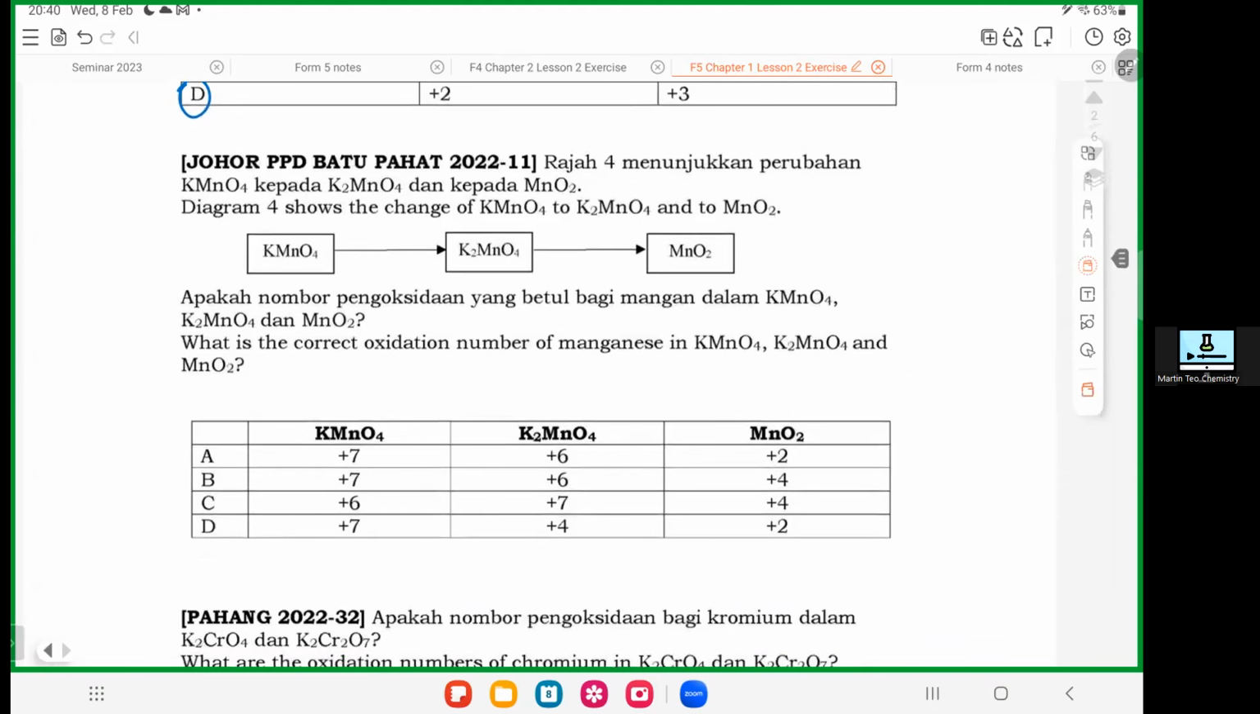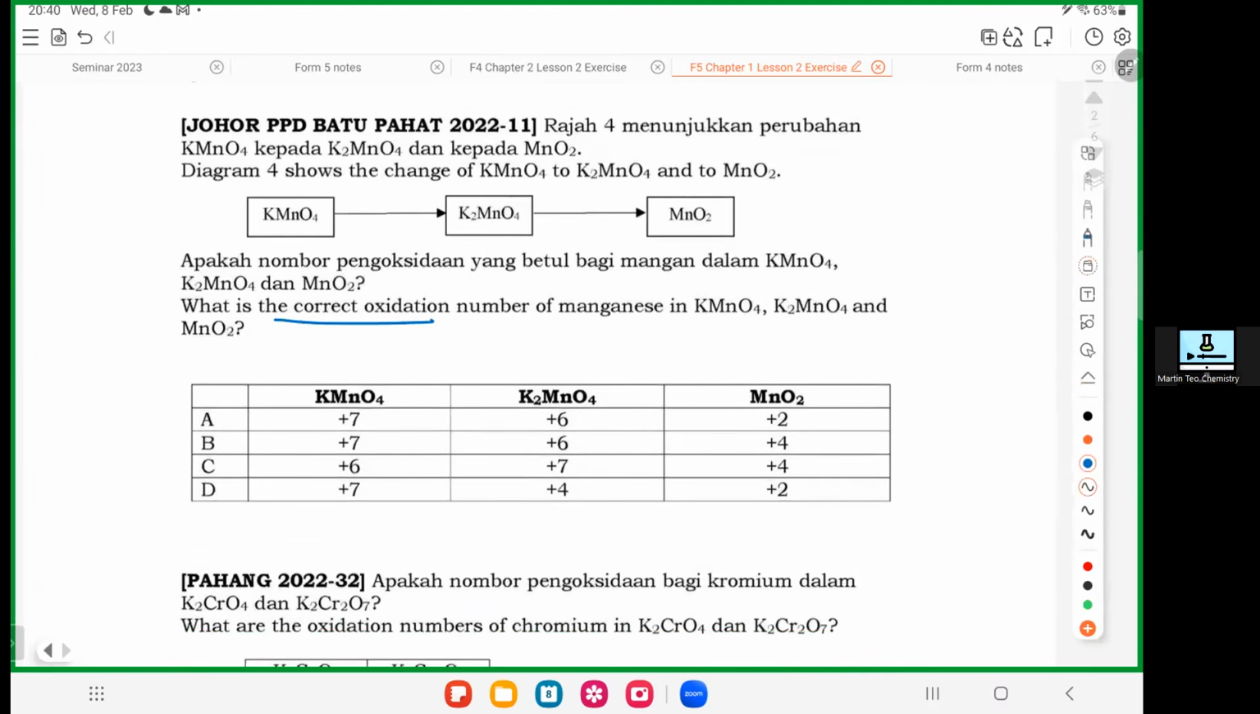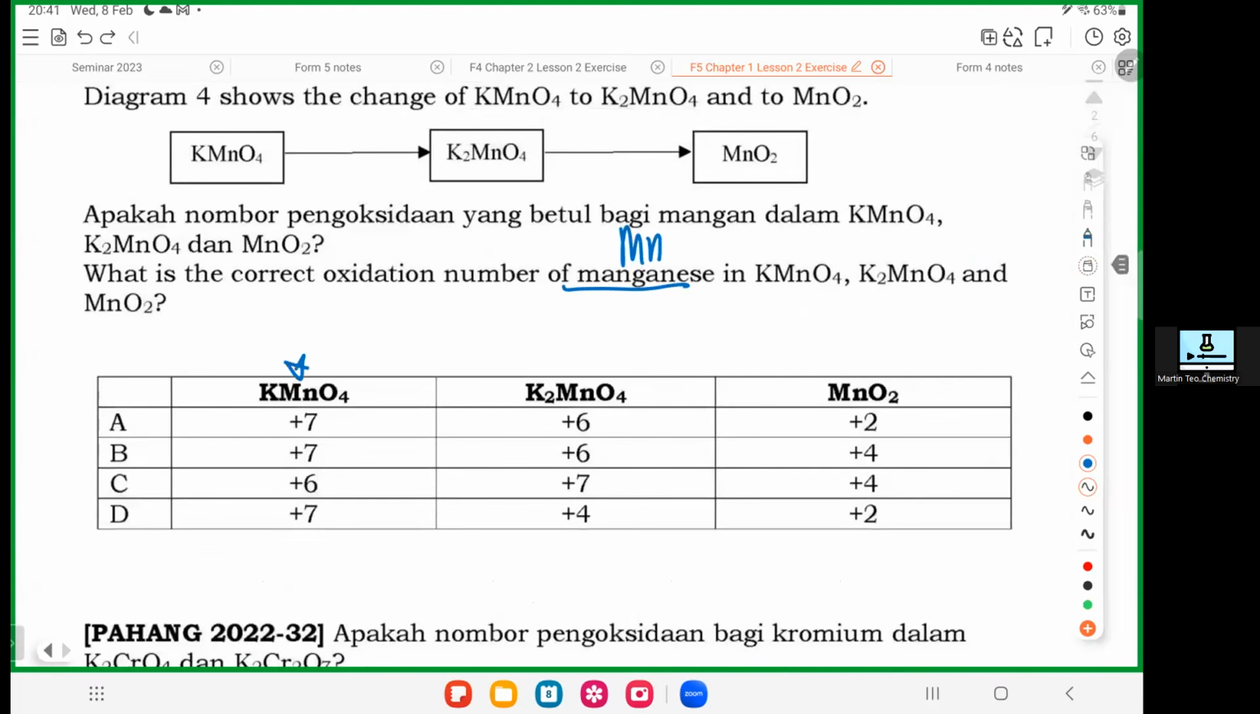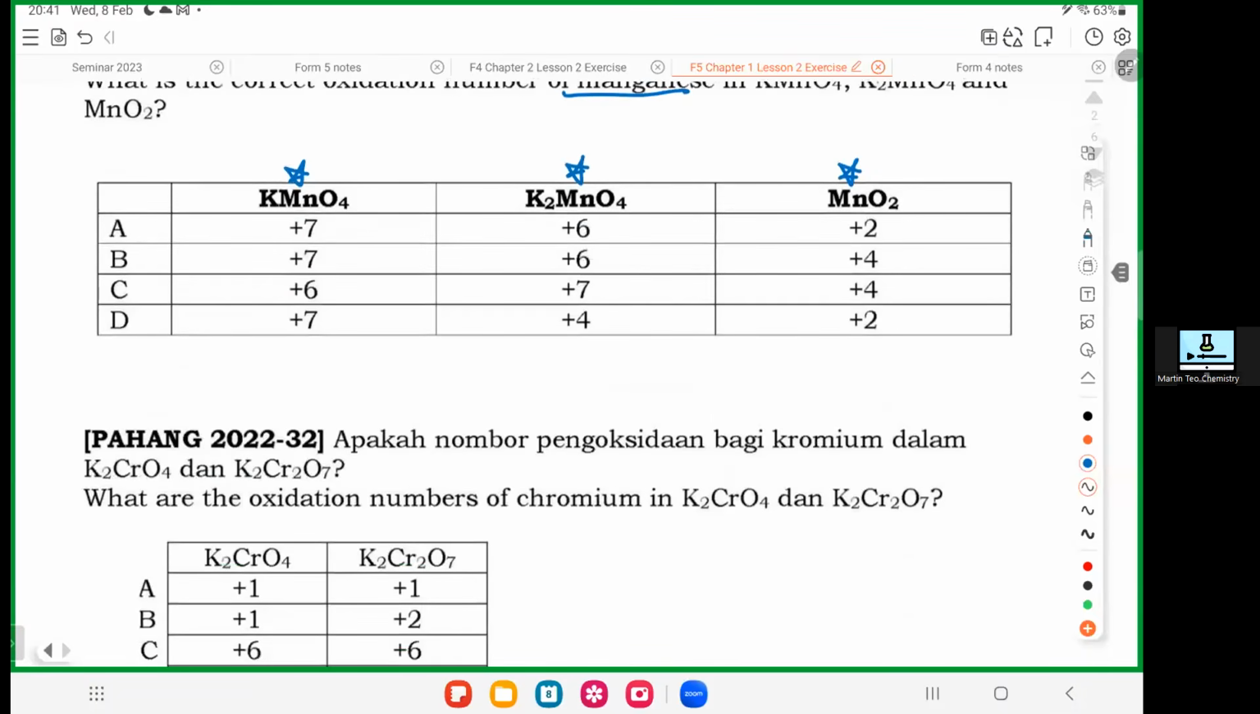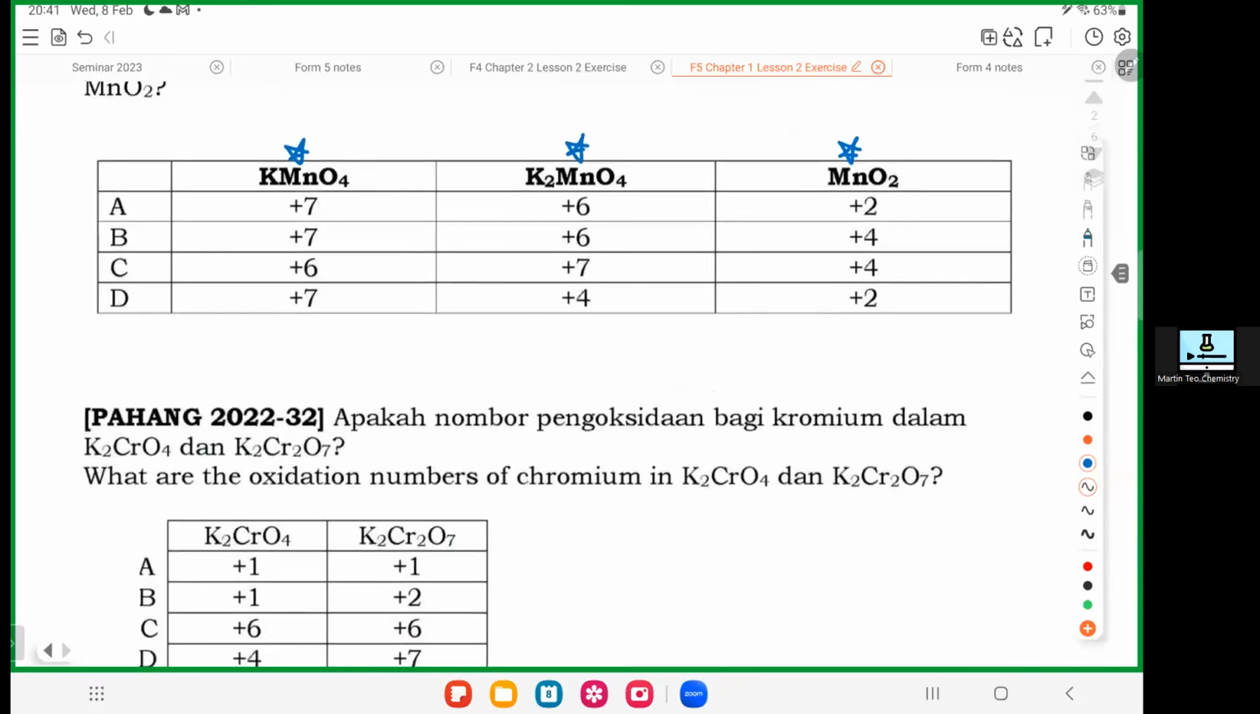So next one. Now, this question, they ask you what is the oxidation number for manganese. Manganese is Mn in these 3 substances. All of them have Mn. So you want to find the oxidation number for Mn for all of them.